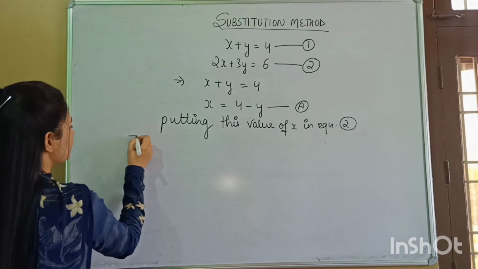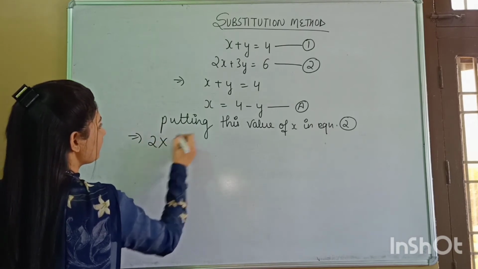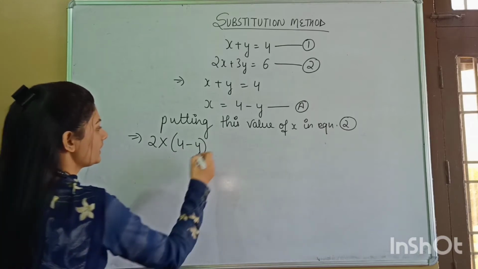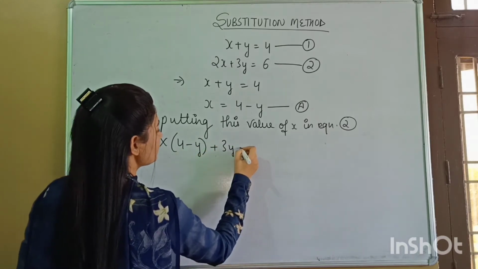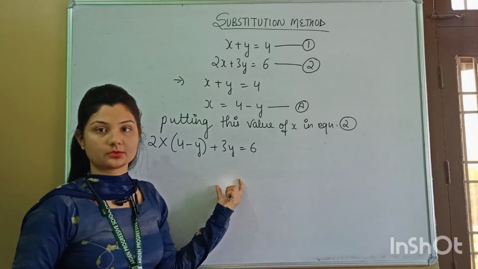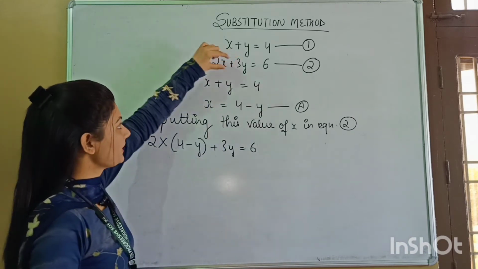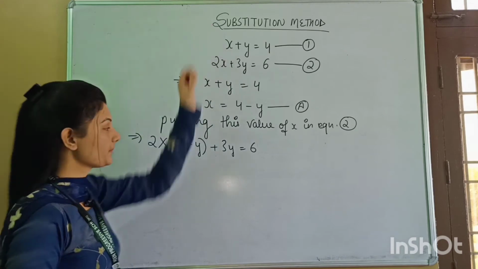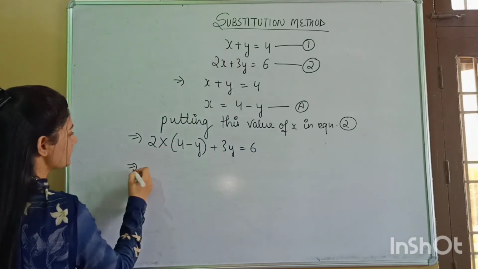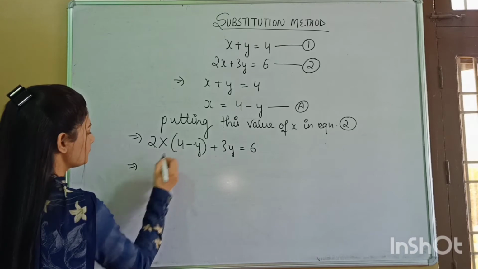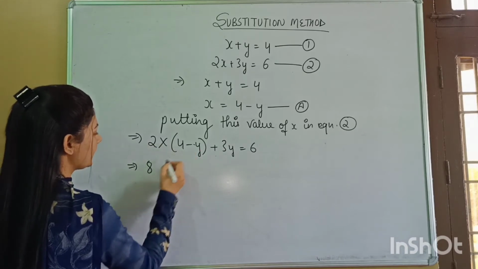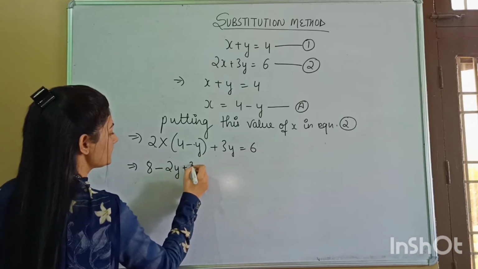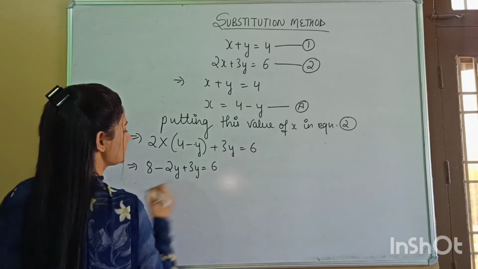What is the equation? 2x. Now in place of x we will write this 2 into 4 minus y plus 3y. Rest of the terms will be written as it is only. Only what you have to do, in the place of x you just write the value which you have taken out from equation 1. Now we will multiply this 2 inside the bracket. So 2 into 4 is 8 plus minus minus 2 into y is 2y plus 3y is equals to 6.